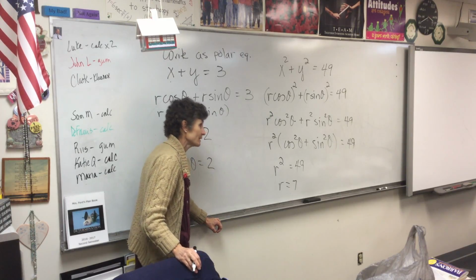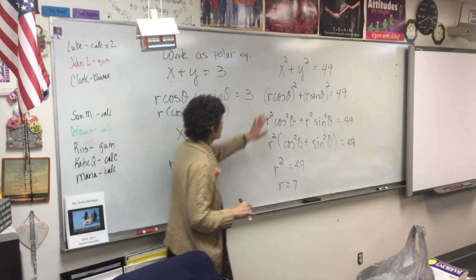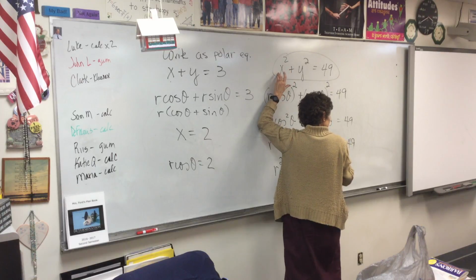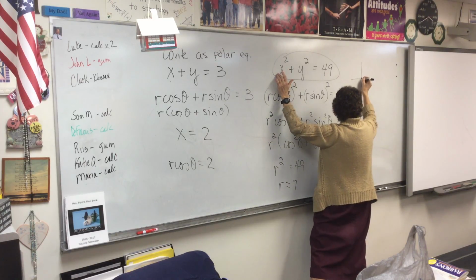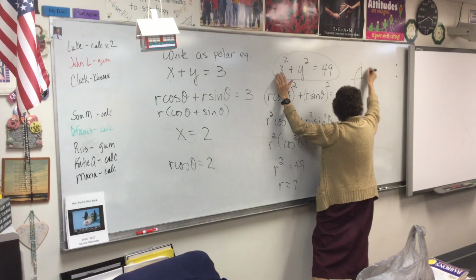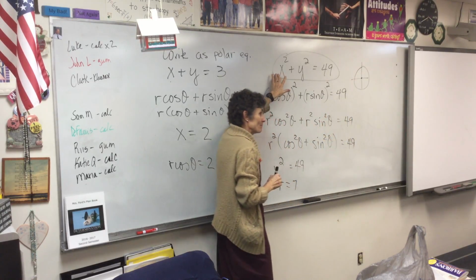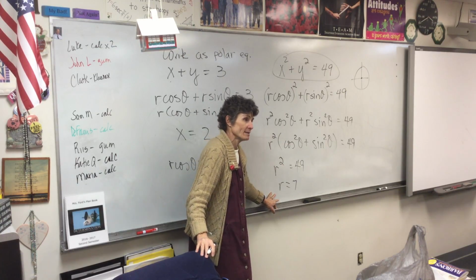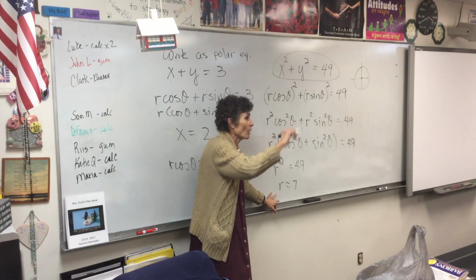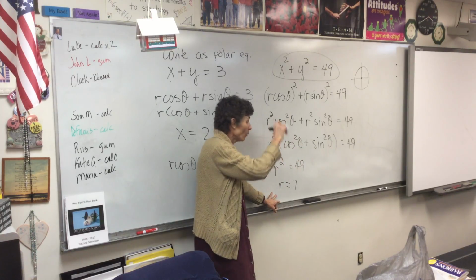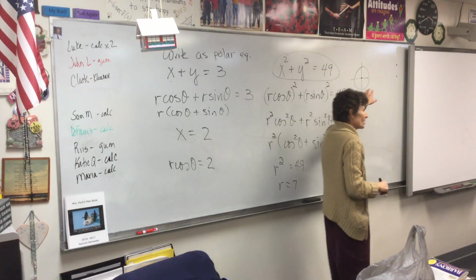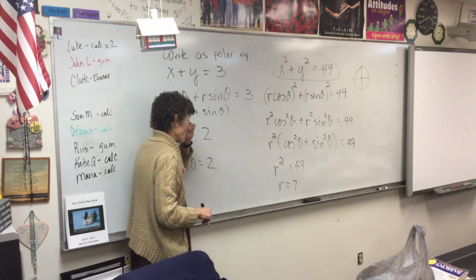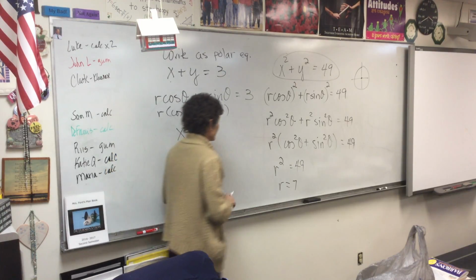Which makes perfectly good sense, because this is the equation of a circle centered at the origin with a radius of 7. So what is this equation saying? Give me every point that's 7 units away from the pole. Well, every point 7 units away from the pole is going to be that circle, isn't it? Yes, indeed. I love it when it all comes together, don't you?